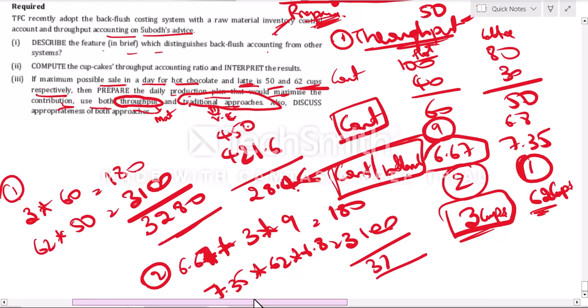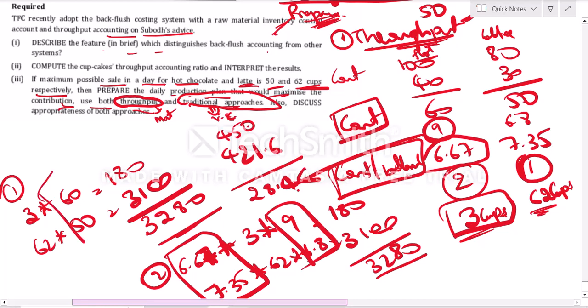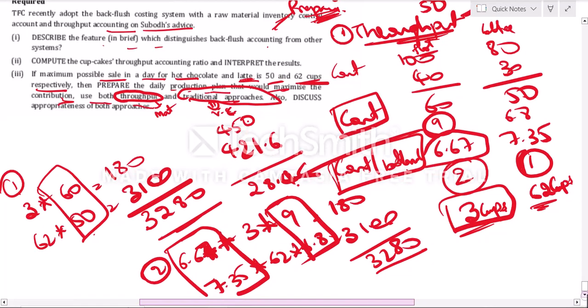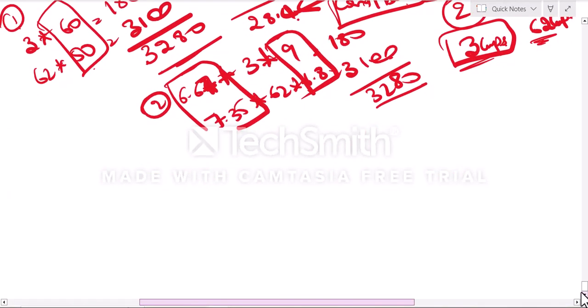Same answer. The extra thing here is that if we are considering the contribution per bottleneck, here we need to take the bottleneck. If we take the bottleneck here, then we have no need for the bottleneck constraint. Okay, just remember that this is under throughput accounting. This is the product mix and profit 3280.